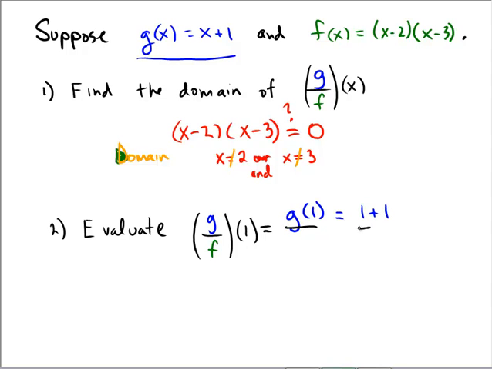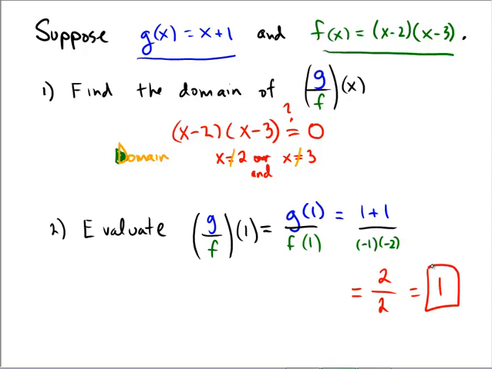Similarly, but not identically, in the denominator we have f. So we need to evaluate f of 1. We'll notice that f of 1 would be replacing x with 1 in this expression. So in the first place we'd have 1 minus 2, that's negative 1, and then we'd have 1 minus 3, which is negative 2. So, all told, on the numerator we have 1 plus 1, which is 2. In the denominator we have negative 1 times negative 2, which is 2. And therefore, our final answer is 1.